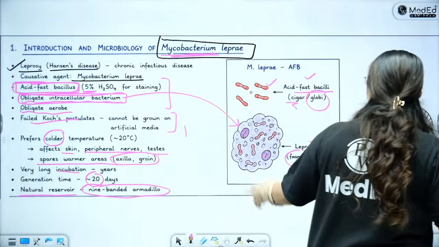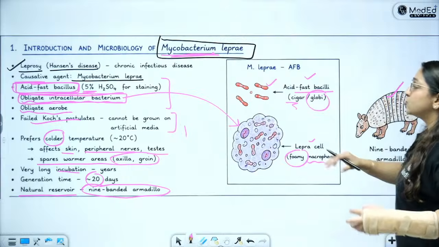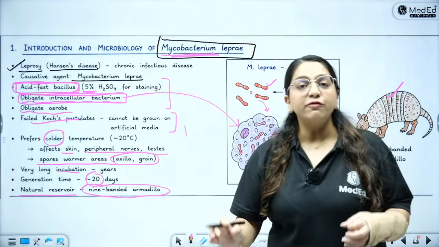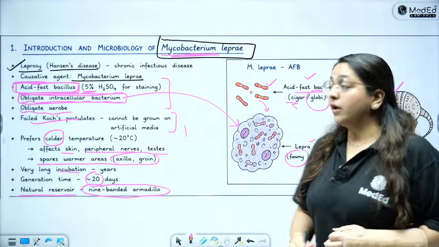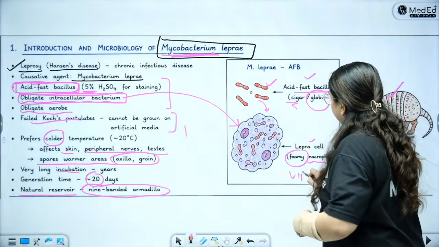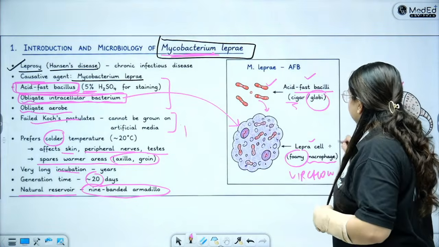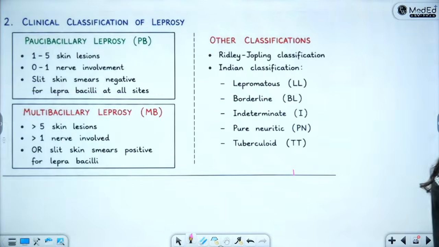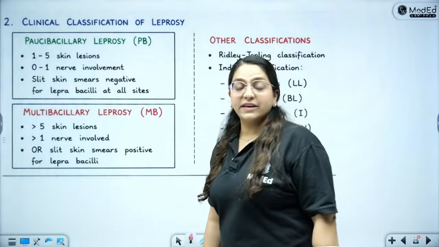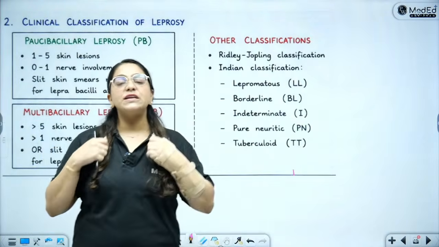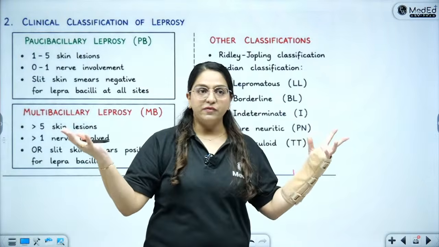It is going to totally fill up the macrophage, and this totally filled macrophage with the acid fast bacilli is what I call as a foamy macrophage or a Virchow cell or a lepra cell. Okay, Virchow cell, lepra cell, foamy macrophage, globi cell, whatever you want to call it. Right? So clinical classification is very, very important. There are spectrums. Leprosy always exists in spectrums of clinical features.